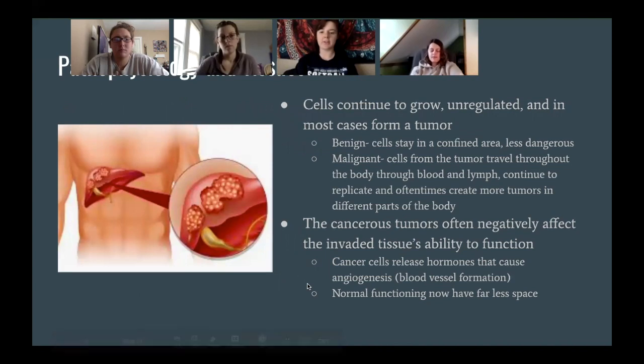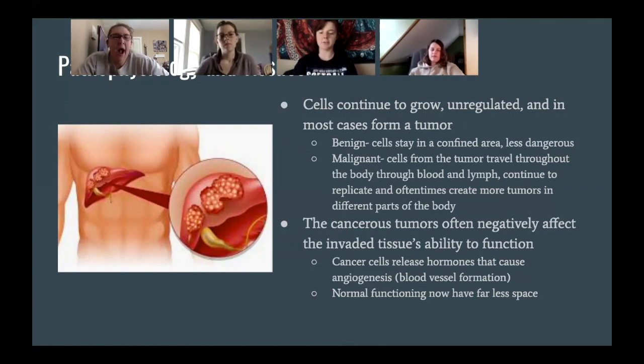And then looking more at the tissues, the cells continue to grow unregulated, and in most cases they form a mass of cells called a tumor. There are two types of tumors: benign tumors, which stay confined to the area. They're less dangerous, but in some cases, like a benign brain tumor, they can add pressure to your brain, which can be really bad. And then there are malignant tumors, where cells from the tumor leave the original tumor and travel throughout the body through the blood and the lymph, and they continue to replicate and oftentimes create more tumors in different parts of the body. A malignant tumor is cancer.